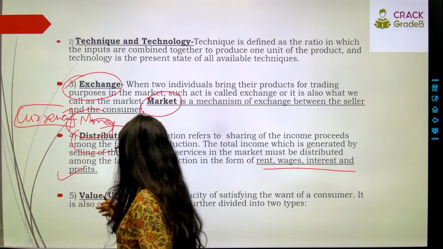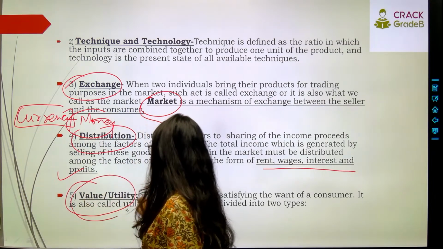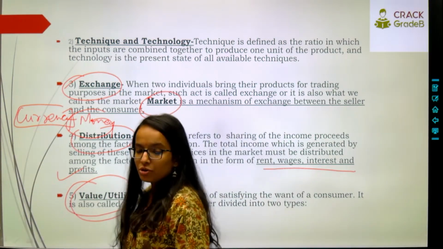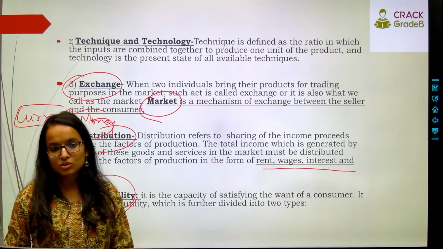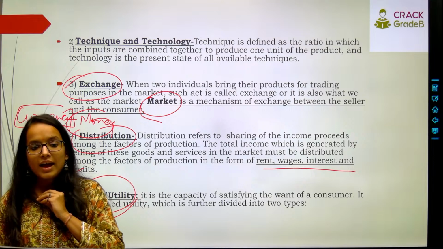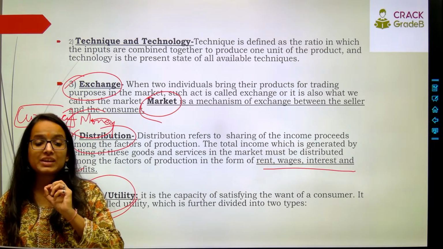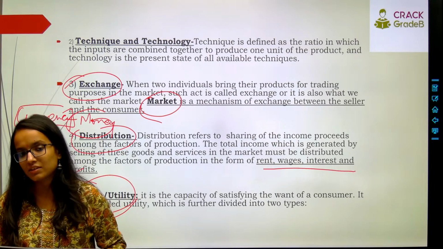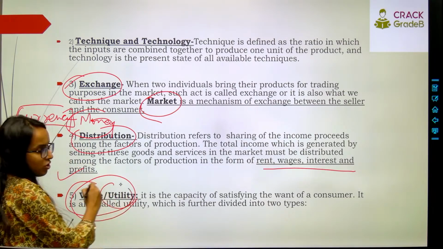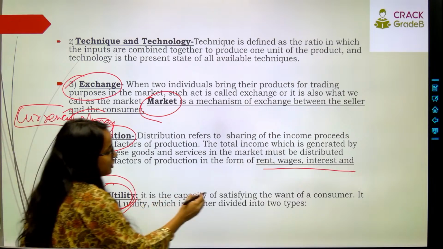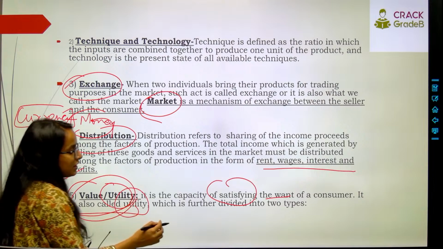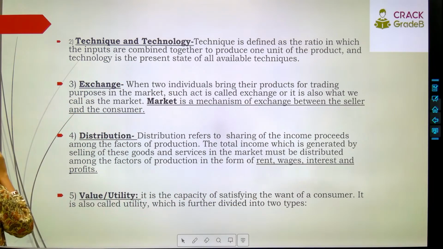Okay. Now, then next is value or utility. What is utility or value in economics? See, value or utility is a term which is used to show how much amount of satisfaction the consumption of a particular good has given to you, or to the consumer. So it is also called utility in pure economic terminologies. It is the capacity of satisfying the want of a consumer. It is further divided into two concepts.